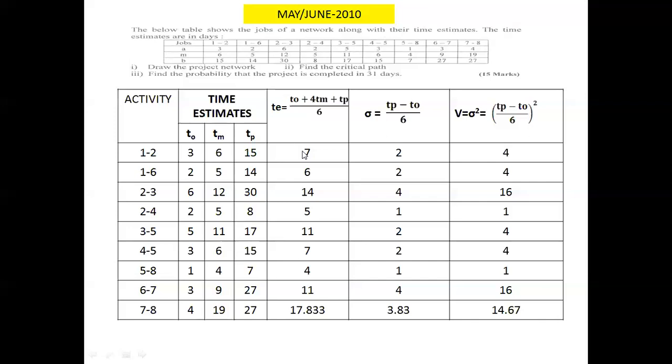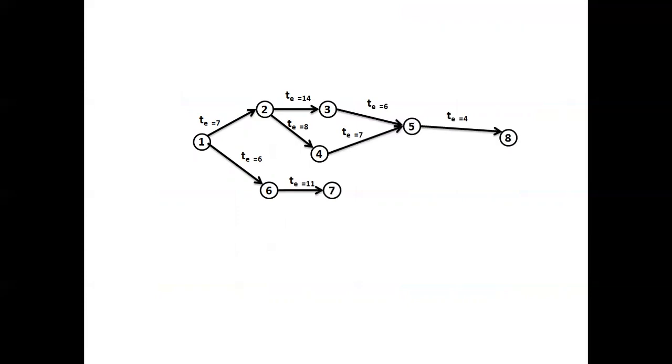Here the network diagram has been drawn. 1 to 2, the expected time, that is 7. The 7 is considered as the duration for activity 1 to 2. Then next is 1 to 6. The expected time is 6. Then 2 to 3, expected time is 14. Then 2 to 4. Then 3 to 5. 4 to 5. 5 to 8. 6 to 7. And 7 to 8. This is the network diagram as per the precedence relationship given in the problem, and the corresponding expected time duration is denoted on each activity.